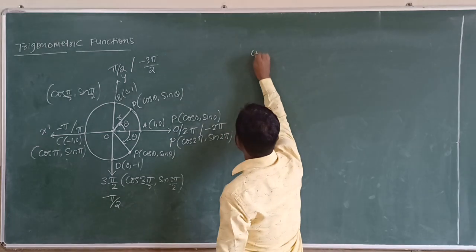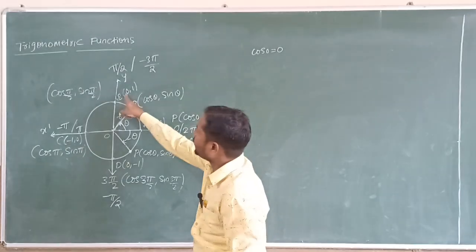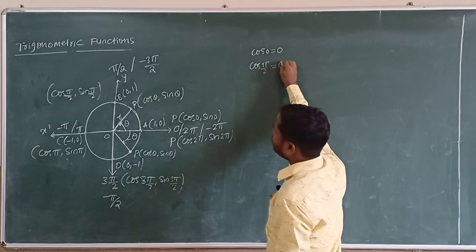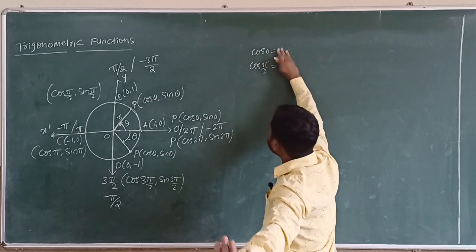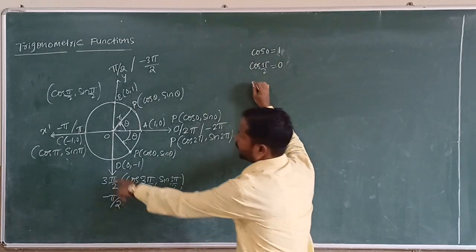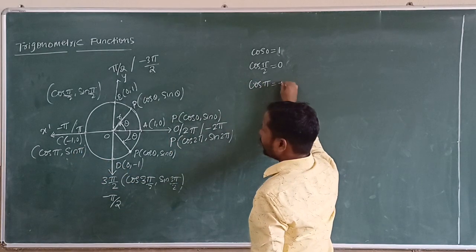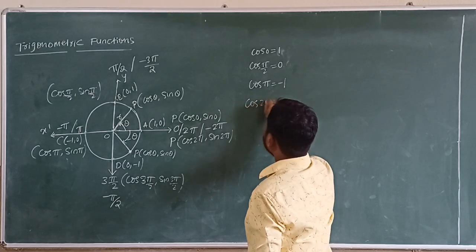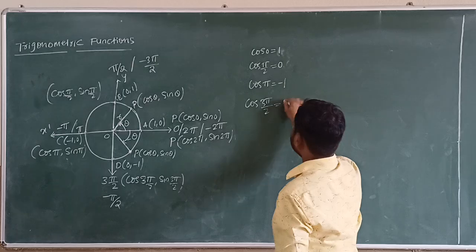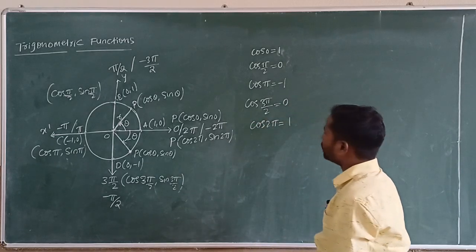Now see here, cos 0 is 1. Cos 90, that is cos pi by 2, is 0. Again take care, this value is what here? Cos pi value is minus 1. Cos 3 pi by 2 value is 0. Cos of one complete revolution, 2 pi, becomes again 1.